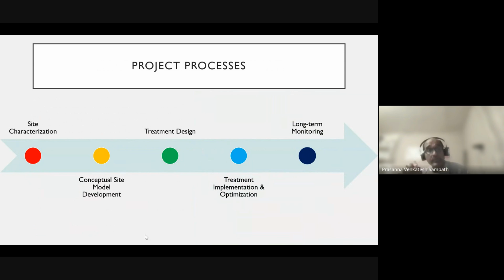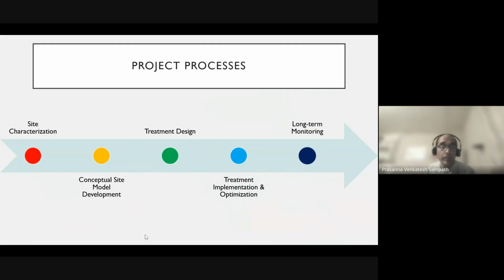And even after that, it's still not enough. You have to monitor over time to make sure that whatever you have done is working properly, that the contaminant is not escaping and contaminating more regions around the site, right? So there has to be some kind of long-term monitoring approach to ensure that, number one, whatever you think you are doing, you are actually doing it, because you can't see it physically.